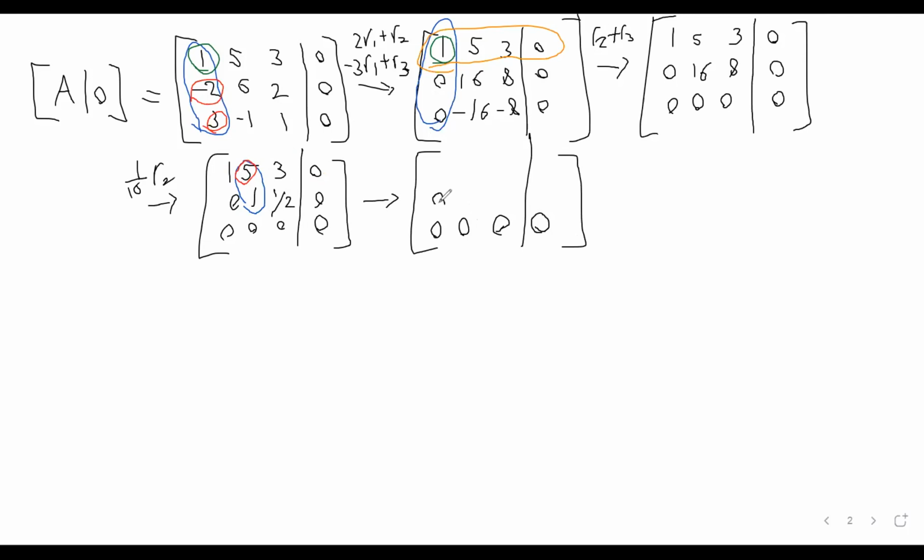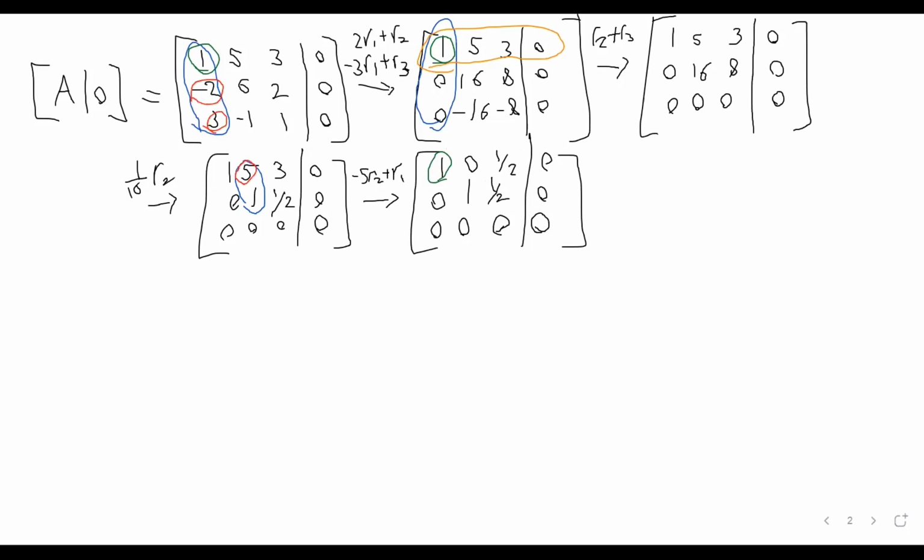Now we have the second row is 0, 1, 1/2, 0, and we're going to take -5 times the second row and add it to the first row, and that will get rid of the 5 above that leading 1. So you have now 1, 0, -5/2 plus 3 is 1/2, because -5/2 plus 6/2 is 1/2, and that's a 0. So now we have our matrix here, and this matrix is in reduced row echelon form.